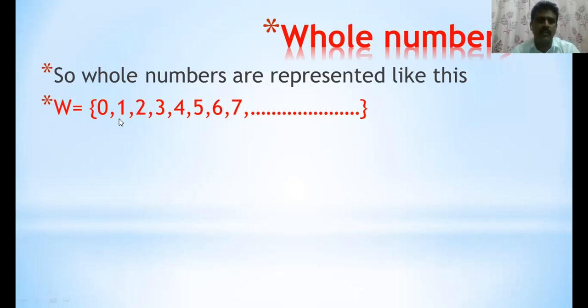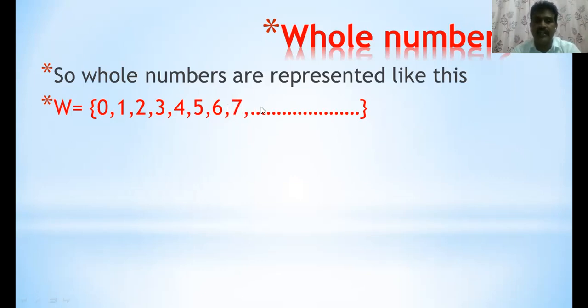Shall I ask a question now? What is the least whole number in this? Yes, that is 0. What is the highest whole number in this? No, it's not 7. I know that you are telling 7 as the answer. No, there are many whole numbers. Infinite whole numbers are there. That's why don't say 7 is the highest.